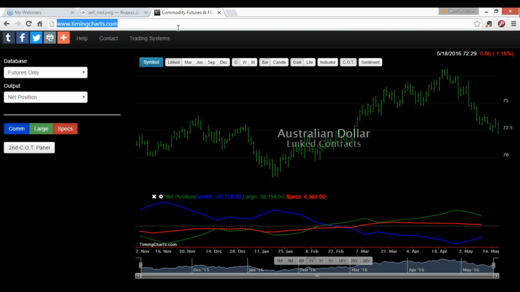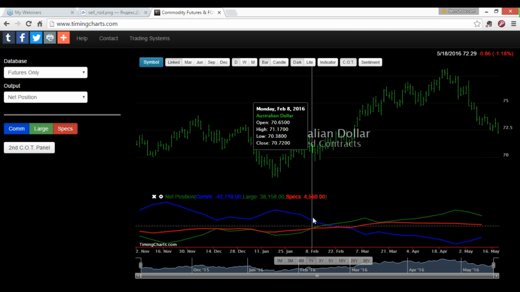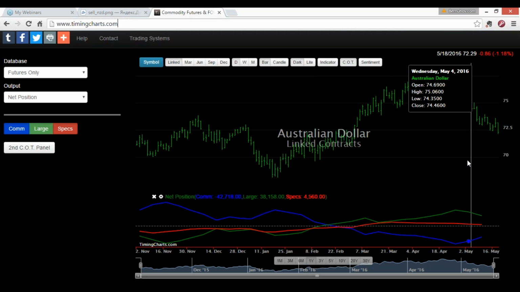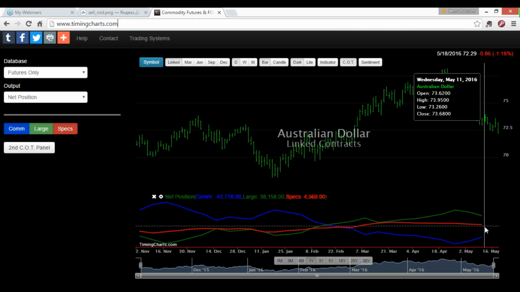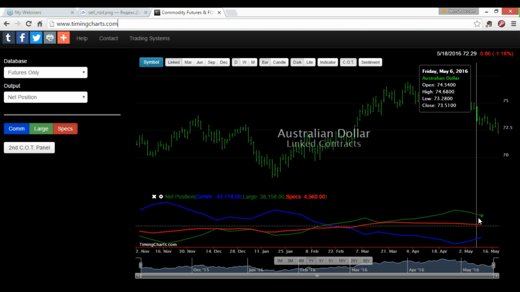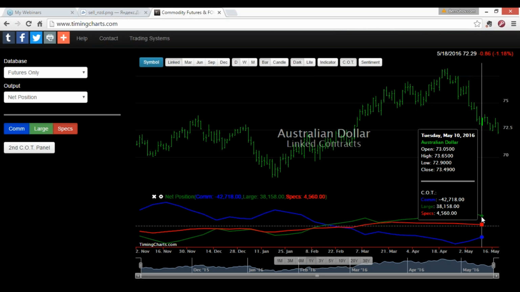I remind you that I'm watching this information on the website www.timingcharts.com. It aggregates data from cftc.gov. It's a U.S. commission for commodity markets. All right. If we see that the green line is located above the 0 point, which is the dotted line, it means that we have a positive delta, or a positive relationship between longs and shorts for the large traders.